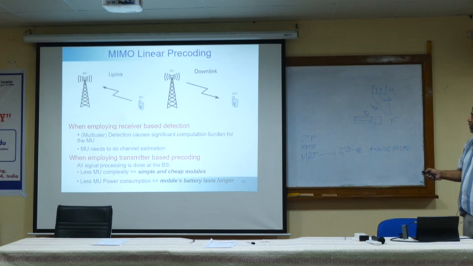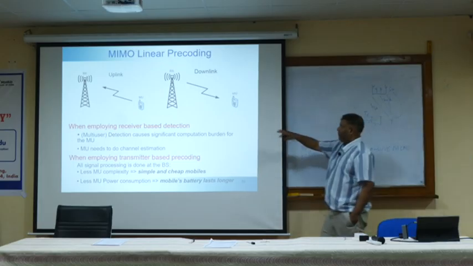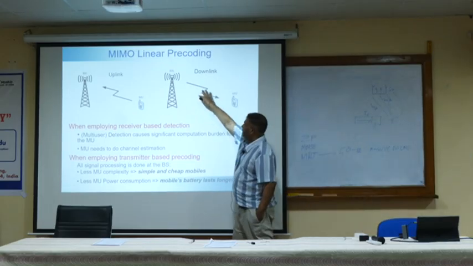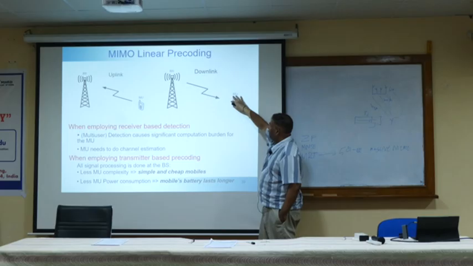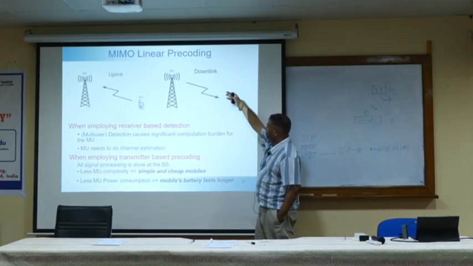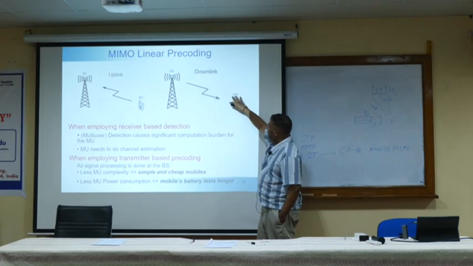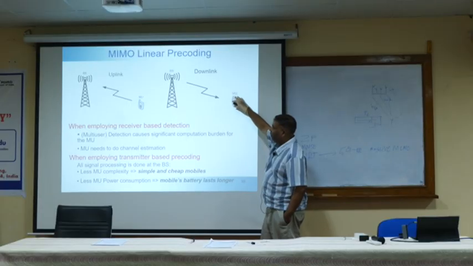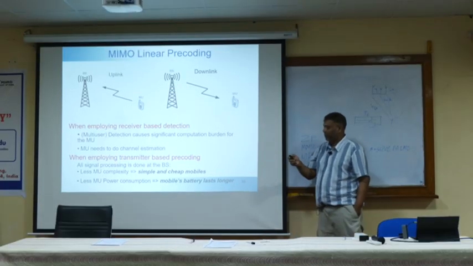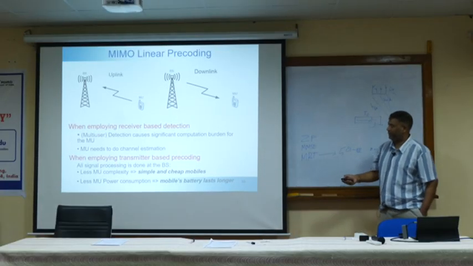MIMO linear pre-coding: when employing receiver-based detection, multi-user detection causes significant computation burden for the mobile unit. As I said, if you send all the users' information, the mobile has to decode its own information and cancel all other users' information. It will spend a lot of signal processing power. So in order to avoid that, we transfer everything to the base station. That's what this slide is saying.